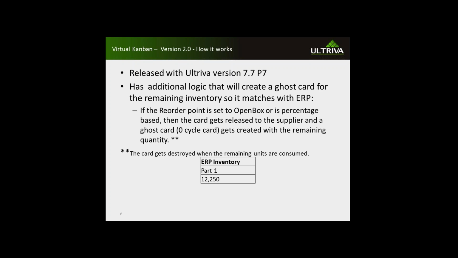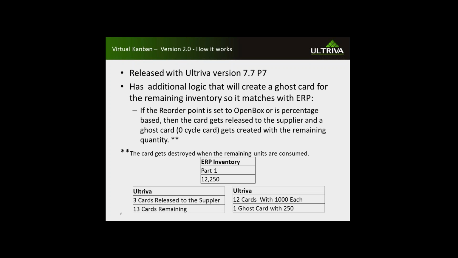And that ghost card is basically just a 0 cycle card, and it will get destroyed when those remaining units get consumed. So if we take our previous example from the last slide, for part 1, the ERP was sending 12,250. And so in Ultriva, it's going to release the 3 cards like it did earlier. However, there are going to be 13 cards remaining. So 12 cards, we're going to have the 1,000 each. And then that ghost card is going to have 250. And once that inventory level drops, that ghost card will get destroyed, and nothing additional is released to the supplier.